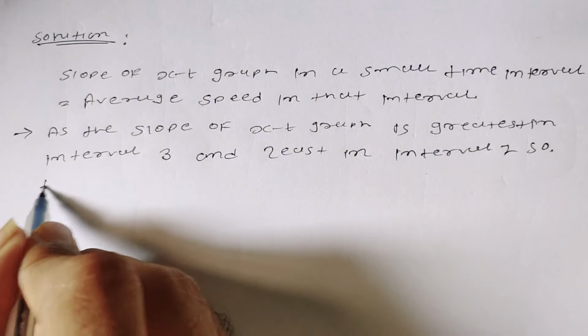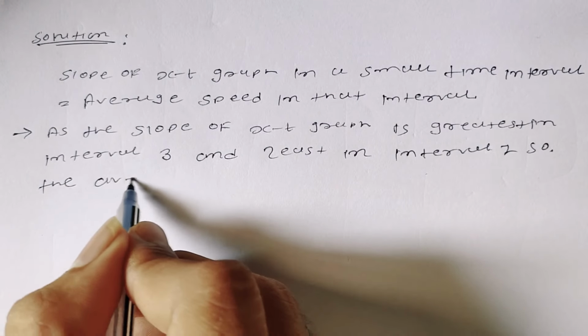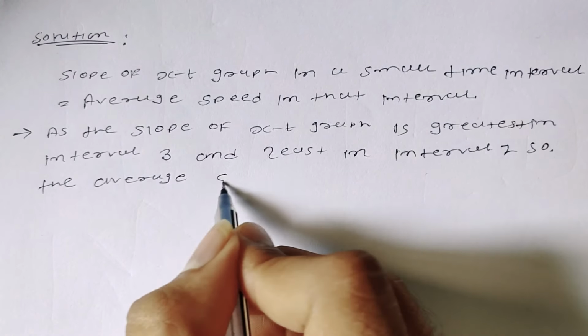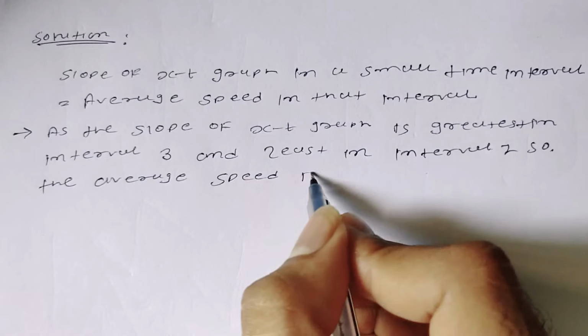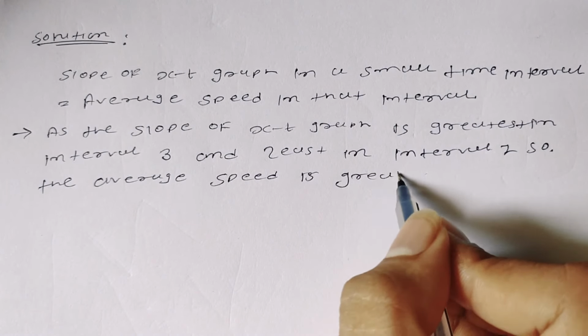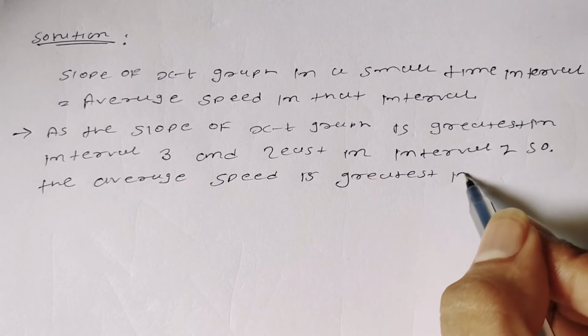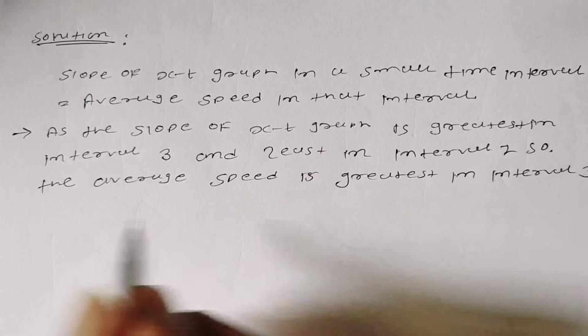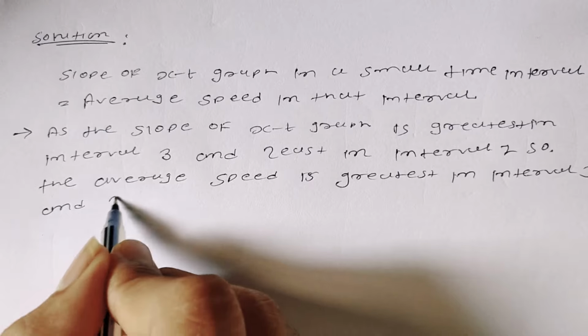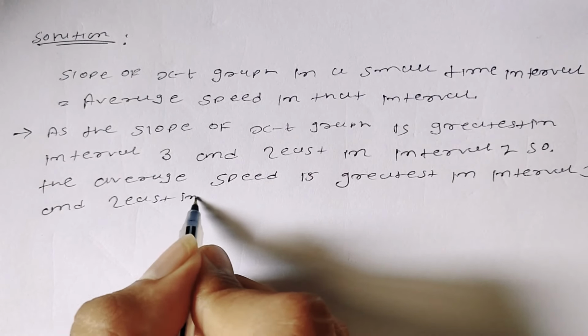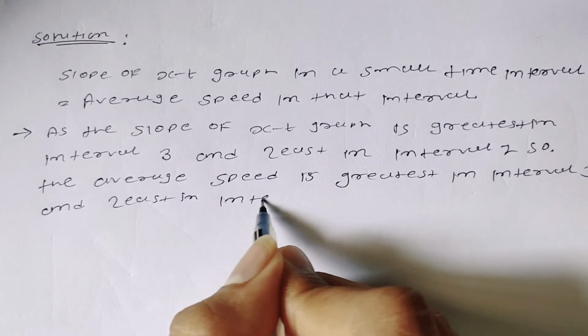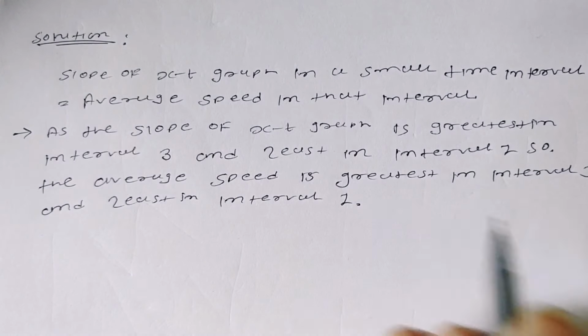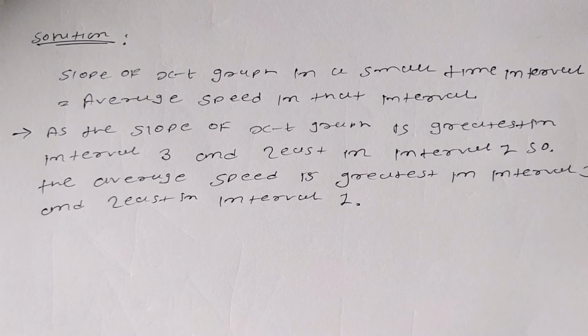So the average speed is greatest in interval 3 and least in interval 1. Now in the second portion we have to find the sign of average velocity in each interval.